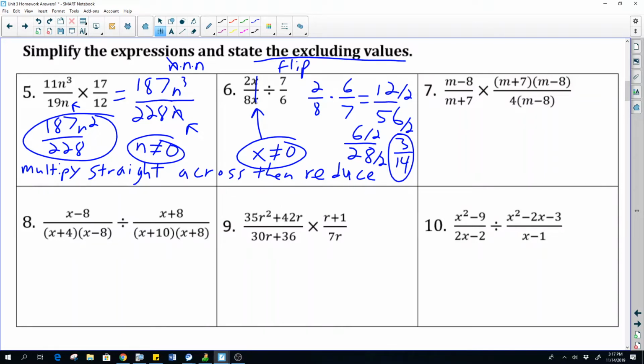6, 7 looks familiar from maybe a homework assignment previously. Same with 9. Possibly, yeah.